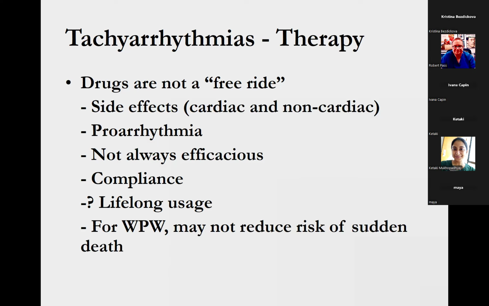And although 60-year-old women or men might not mind having to take a medicine every day, most parents aren't too excited about their children at age 10 having to be on a medicine lifelong. And importantly, for something like WPW, some of these agents may not actually reduce the risk of sudden cardiac arrest. For example, beta blockers, some people think they might even enhance the risk for sudden death. It might reduce the risk of SVT, but not reduce the risk for death. So they're not exactly perfectly efficacious or useful.